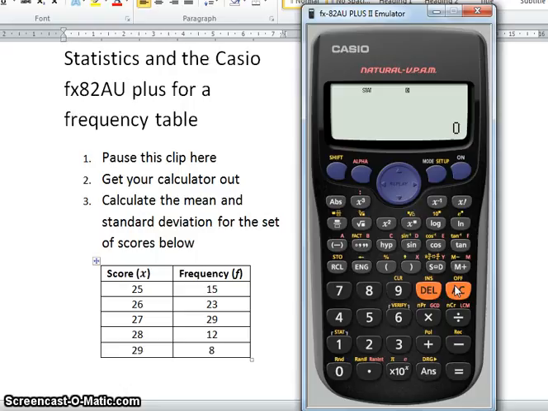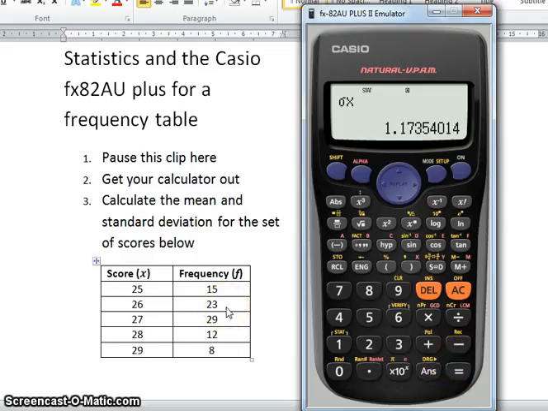Now in order to find the number of scores, it would be shift 1, 4, number of scores is 1, equals, there'd be 87 scores there. If I totaled that, that would come to 87. In order to find the mean, shift 1, 4, the mean is 2, equals, the mean for this set of scores would be 26.71. And the standard deviation, if you were asked to find the standard deviation, shift 1, 4, the population standard deviation is 3, equals, so the standard deviation, once again, is pretty tight there, 1.17.